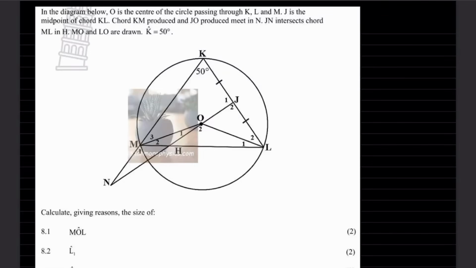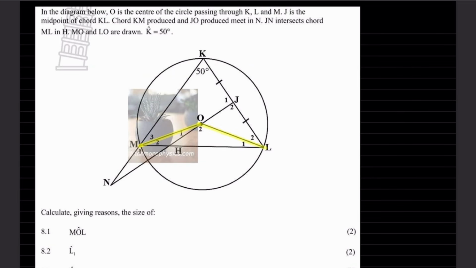Let's take a look at this Euclidean geometry question. We've been given a diagram with some information, and they've given us some questions. Question reads, calculate, giving reasons, the size of MOL. Now MOL is this angle right here.